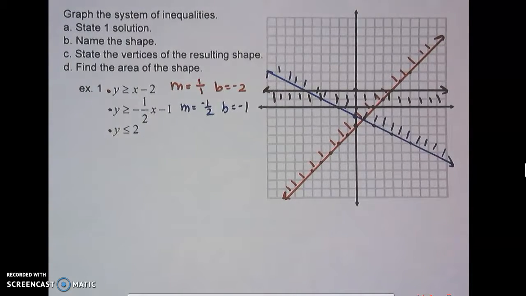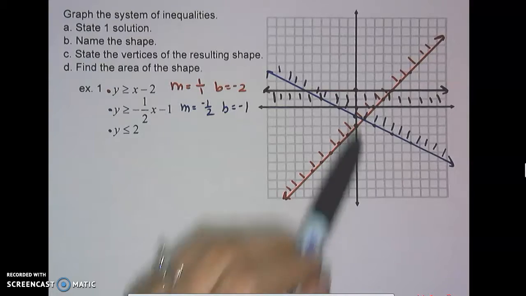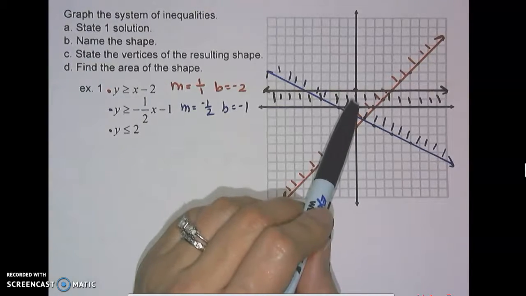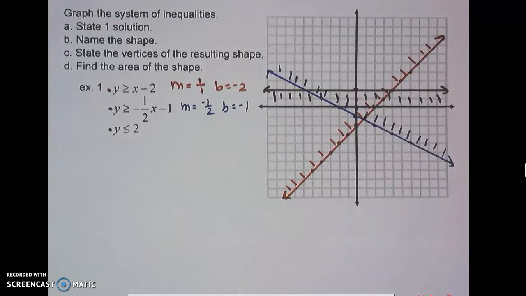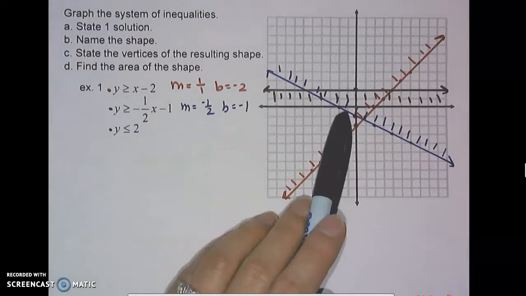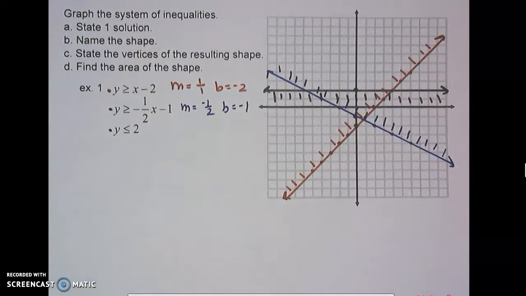Okay, so then where is the solution area to this? The solution area is going to be where all of those colors cross with each other. Okay? So that means that we're going to be in this space in the middle. Now, it does say first to state one solution. So one solution is going to be a point that is in the middle of all of these shadings.